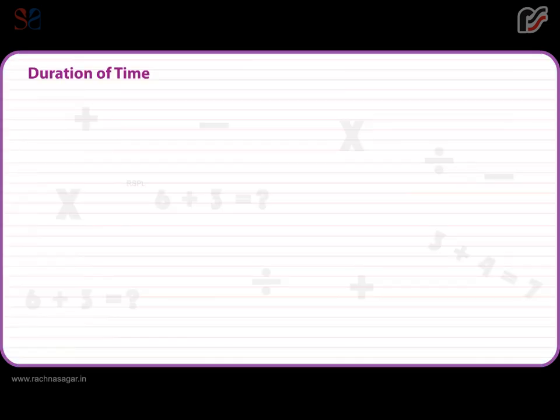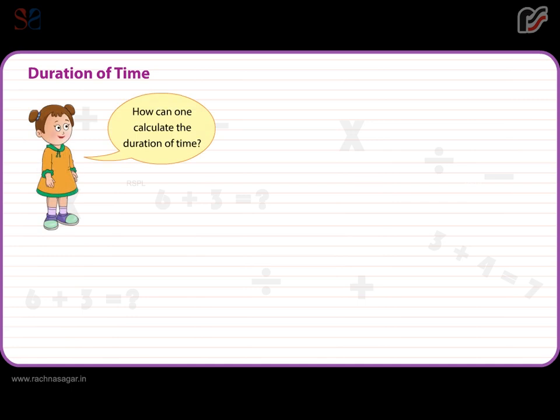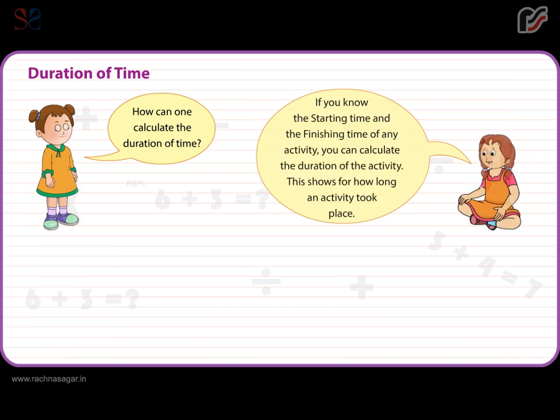Duration of time. How can one calculate the duration of time? If you know the starting time and the finishing time of any activity, you can calculate the duration of the activity. This shows for how long an activity took place.